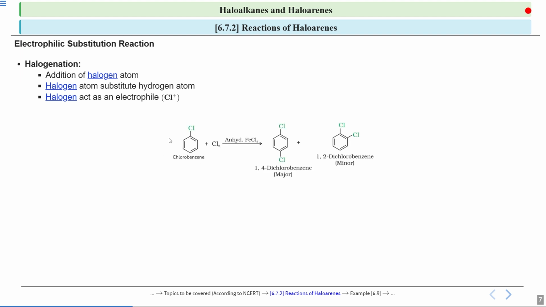You can see we have this haloarene, chlorobenzene, benzene attached with chlorine. Now when you are doing the halogenation of chlorobenzene with the chlorine molecule in the presence of anhydrous FeCl3 as a catalyst, you will get a mixture of products. First is 1,4-dichlorobenzene, where the incoming electrophile, which is Cl positive, attacks on the ortho and the para positions.